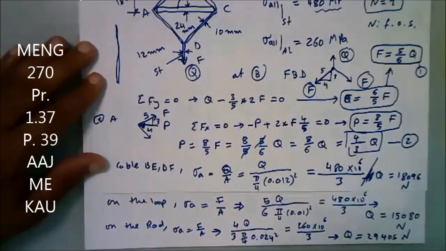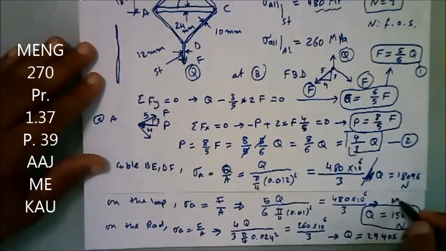Okay, the smallest value. Who can say the smallest value? Ali. Good. So this is the maximum applied, this is Q maximum.